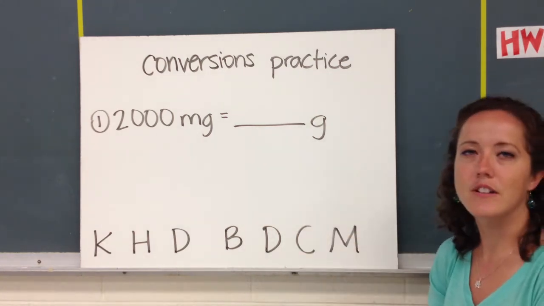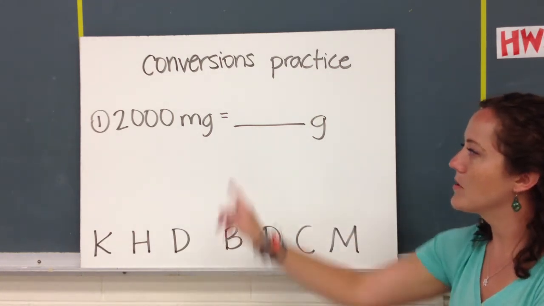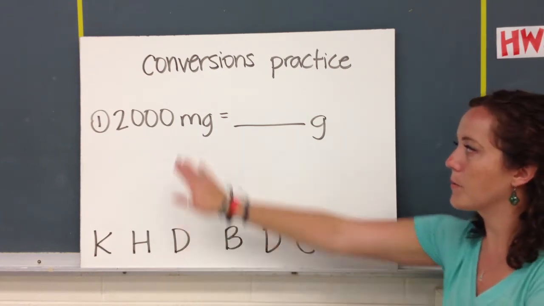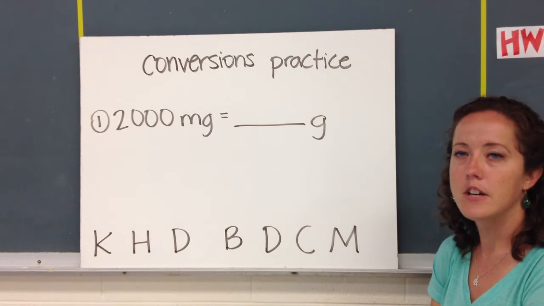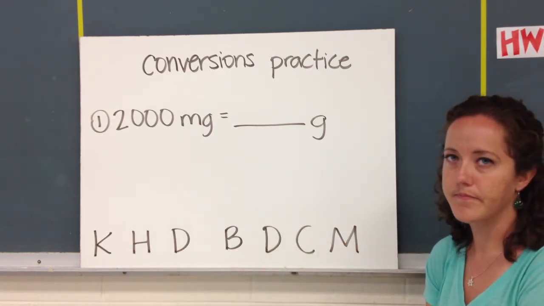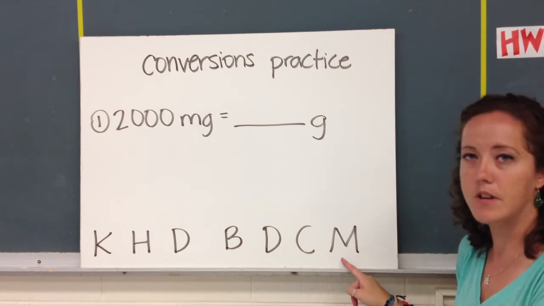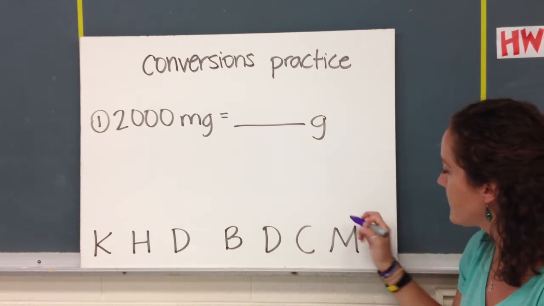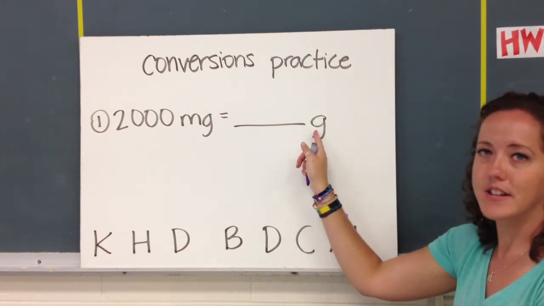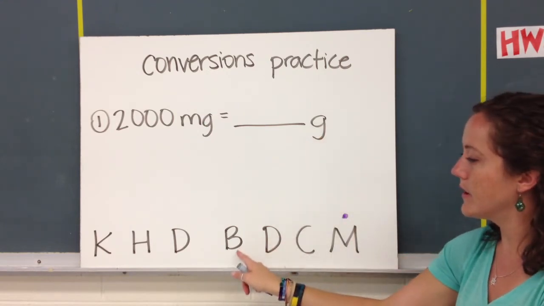So number 1, we've got 2,000 milligrams, and we're trying to convert this to grams. Well, what we're going to do is start out with what we know. We know milligrams. So find where on the chart milligrams would be. Right here is where we're starting. So we're going to put our decimal above that. And then we're going to the grams. We're going to the basic unit right here.